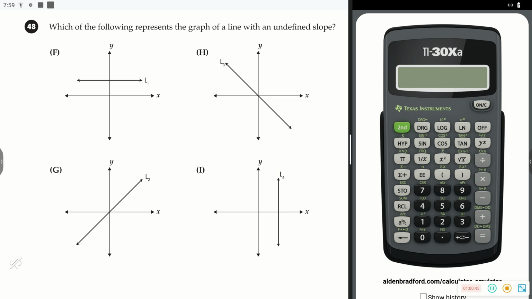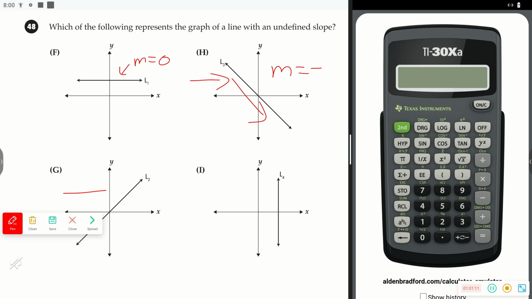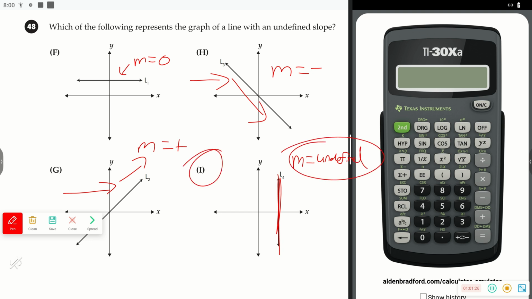It says, which of the following graphs represents a line with an undefined slope? I don't even remember this one. Oh, yeah, I do. So for this one, the slope is actually 0. For this one, as we go from left to right, the slope is decreasing, so m is negative. There's not actually numbers on here, so we don't know. This one, as we go from left to right, we're increasing, so the slope of this one is going to be positive. For this one, this is the one where m is undefined. Yep, m is undefined, so the answer is I.